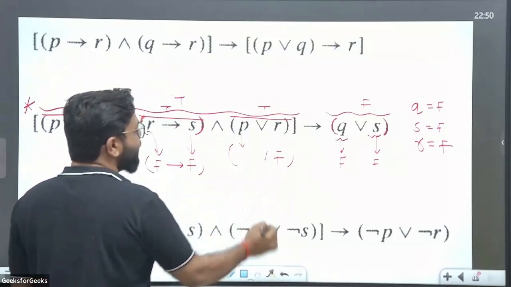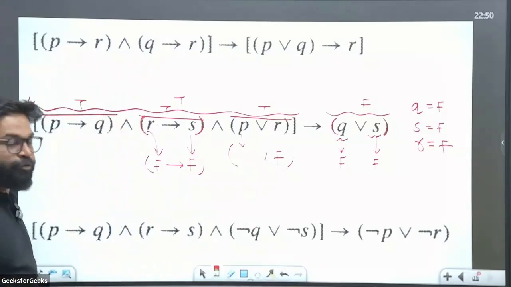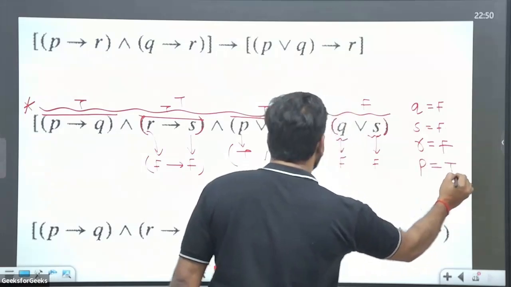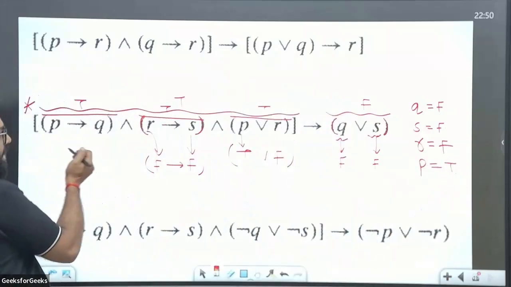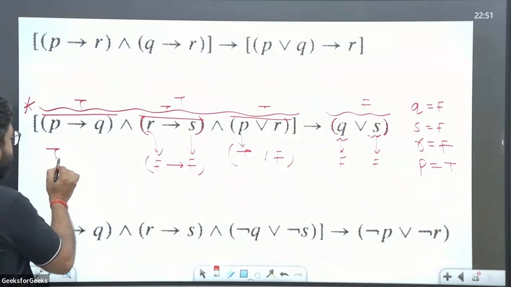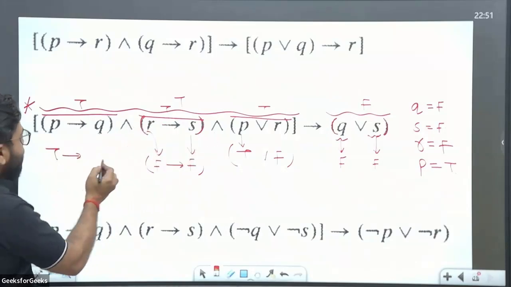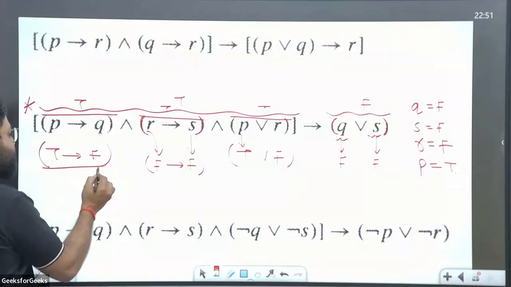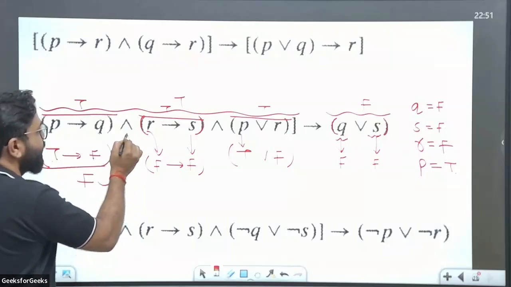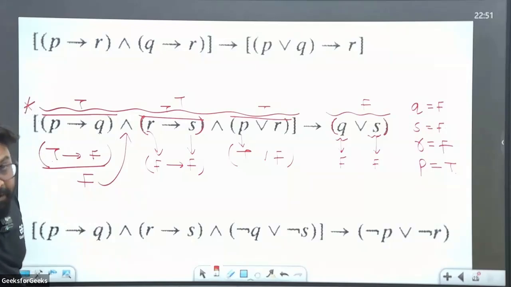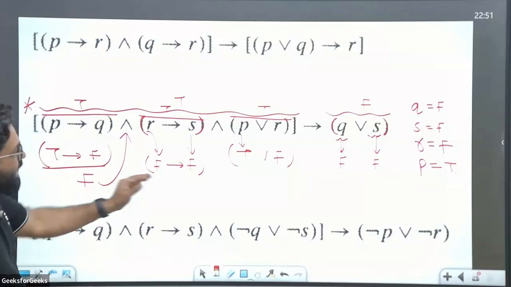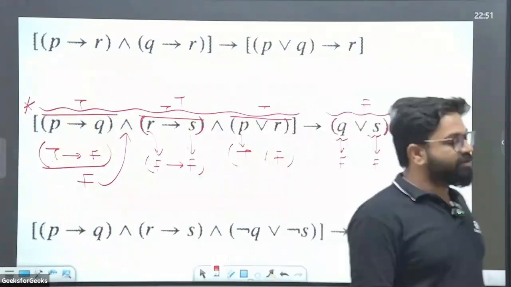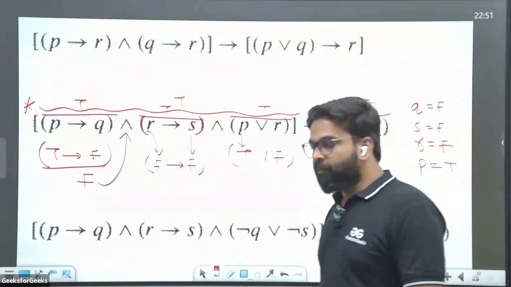What should be the value of P then? True. The value of P must be true. So here I got the value of P as true. We already have the value of Q, so we don't need to find it out. True implies false will become false. False will see and hates false, so the whole left side will become false, and false implies anything will become true. Hence, the second one is a tautology. Did you understand now?